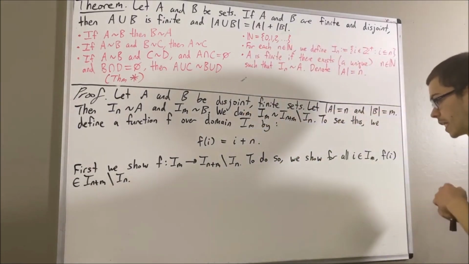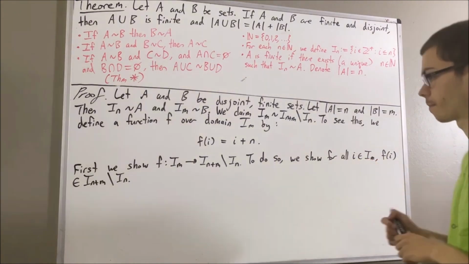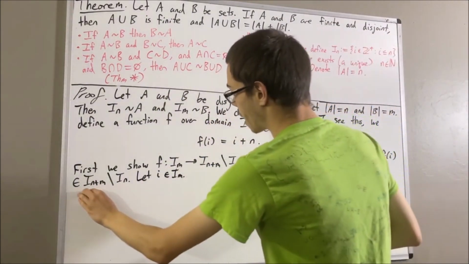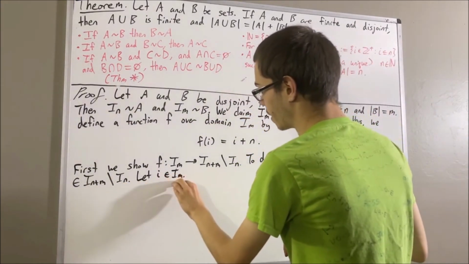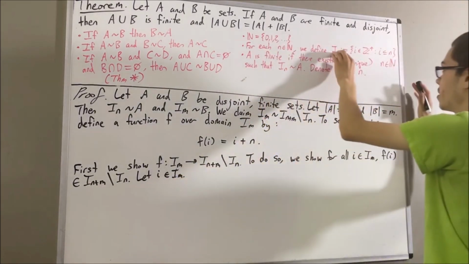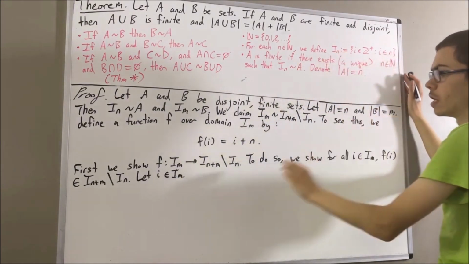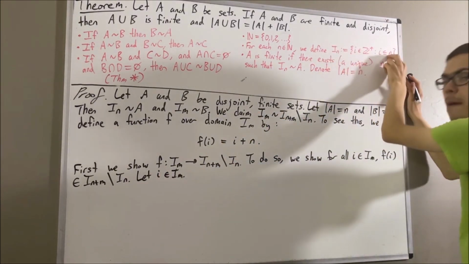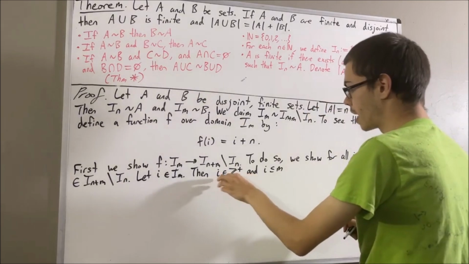Since we're trying to prove a statement about all elements of Im, give me an arbitrary element of Im. I'll call it I. Our whole goal is to show that f of I is an element of In plus m set minus In. Now to start, since I is an element of Im, what is Im? Well, Im is precisely this set where we replace n with m. So I is a positive integer, and I is less than or equal to m. And since I is a positive integer, we have that I is greater than 0.